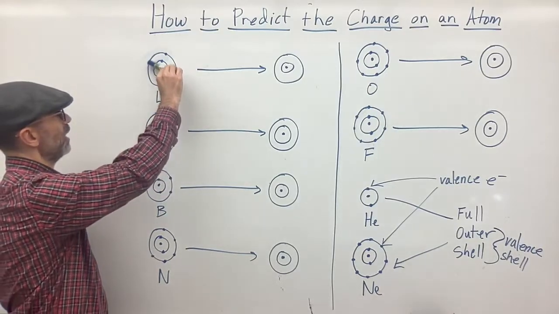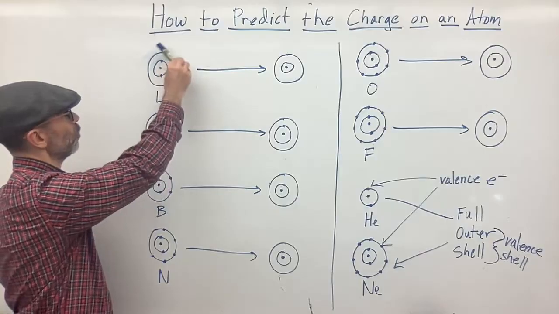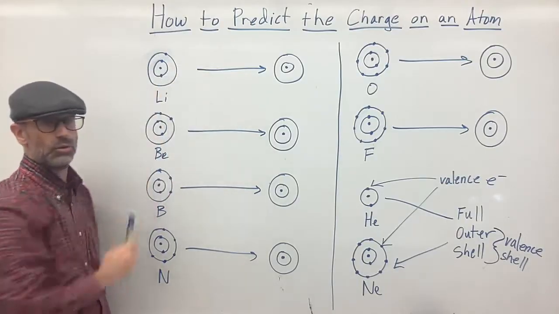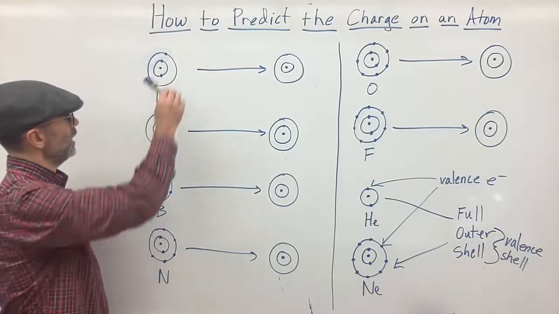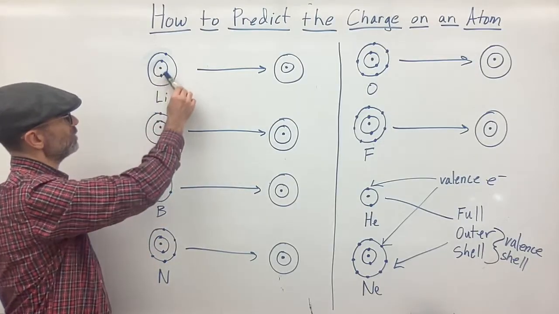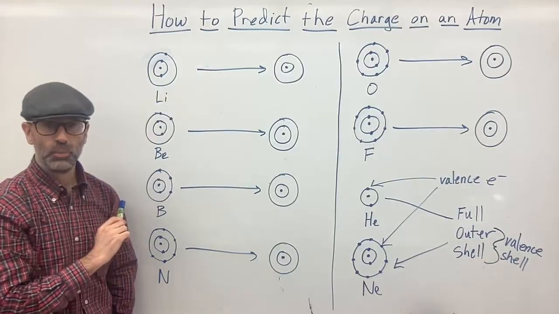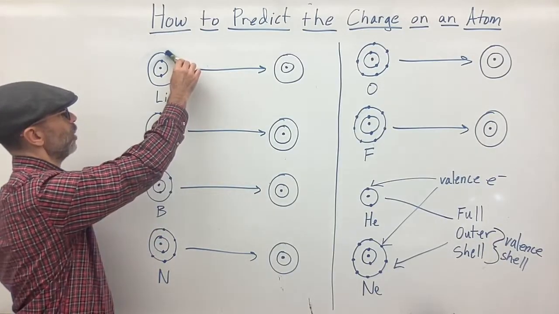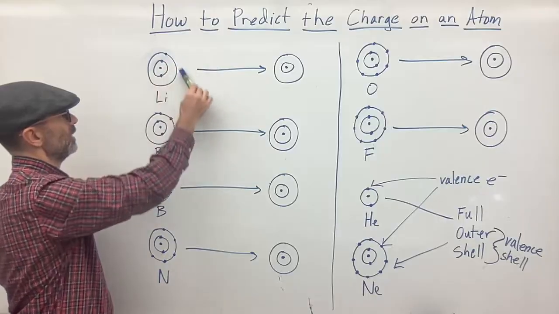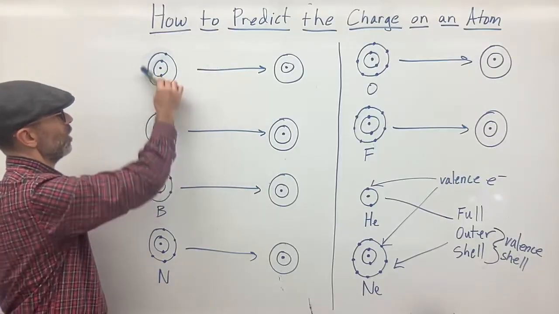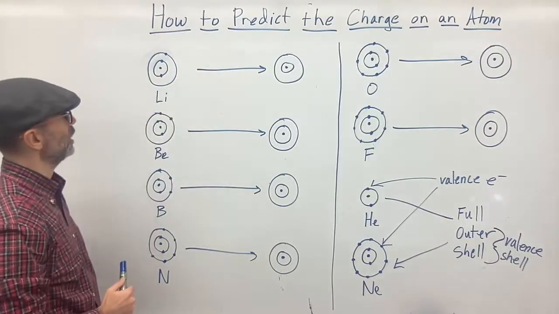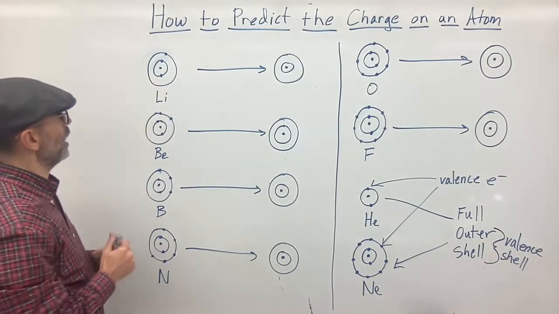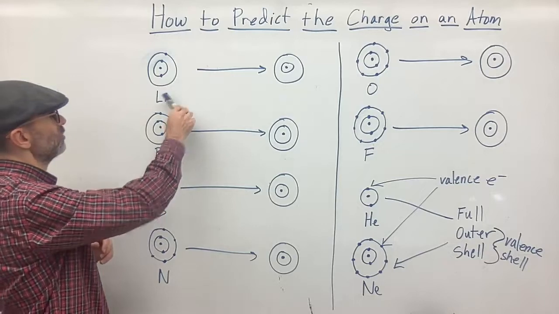According to the Bohr model, I have 2 rings around my nucleus. The nucleus is at the center. The first ring has 2 electrons orbiting the nucleus, and here we have 1 electron orbiting on the outer shell, or the outer ring. So we're figuring out, okay, what's going on at this level?